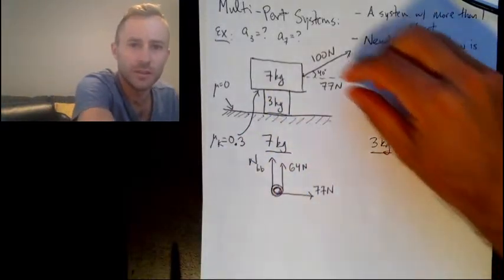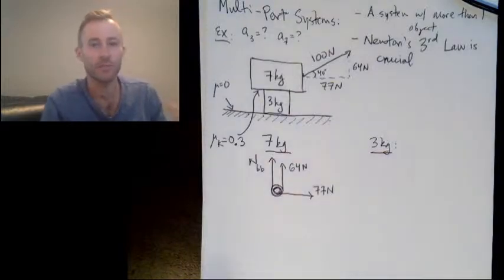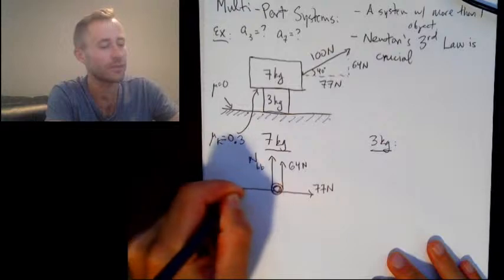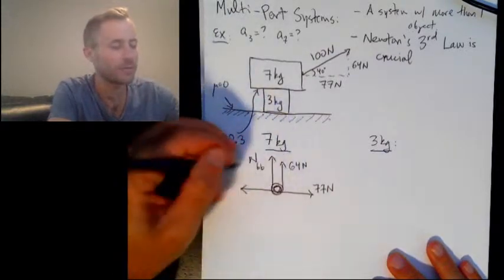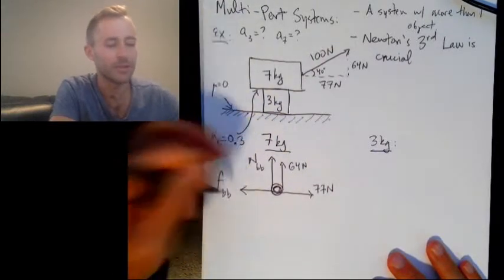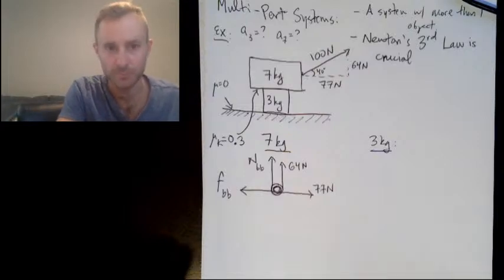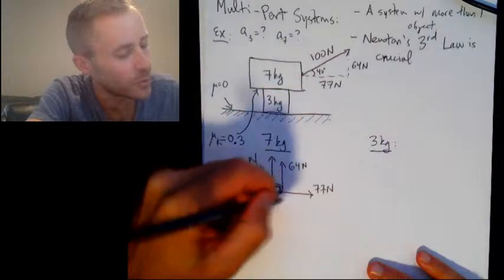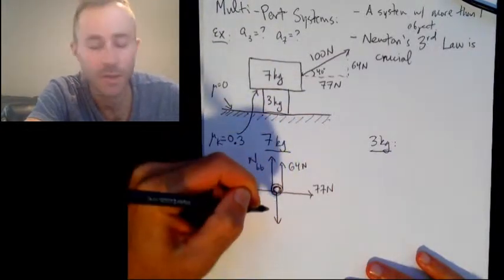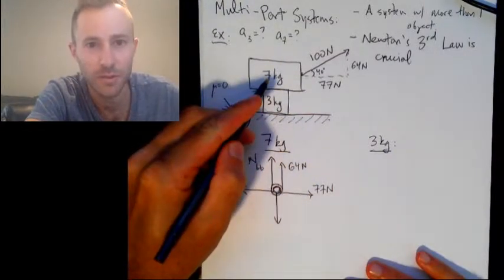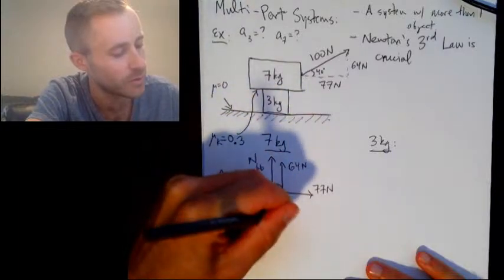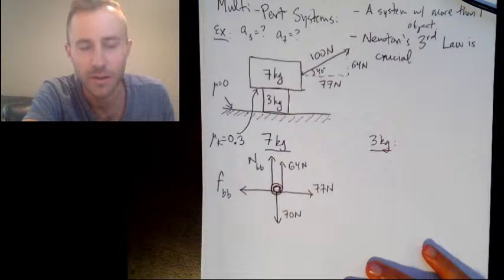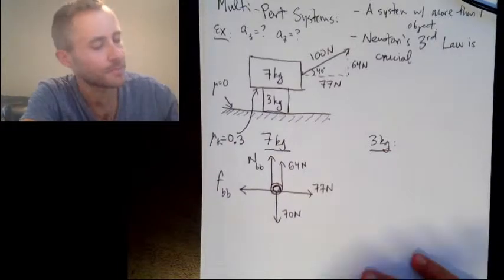We're pulling the 7 kilogram block to the right, so friction is going to point to the left, and I'm going to call it F sub BB because it is the friction between the blocks. And then there is the weight force, which is mg, going downwards. M is 7, g is 10, so 70 newtons going down. So that's the 7 kilogram block.